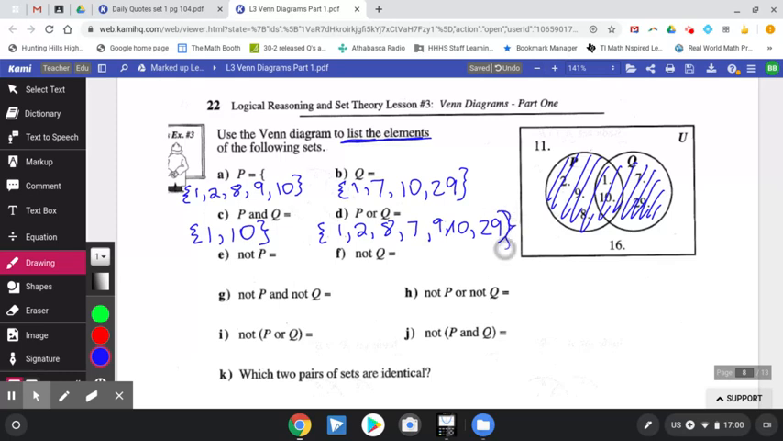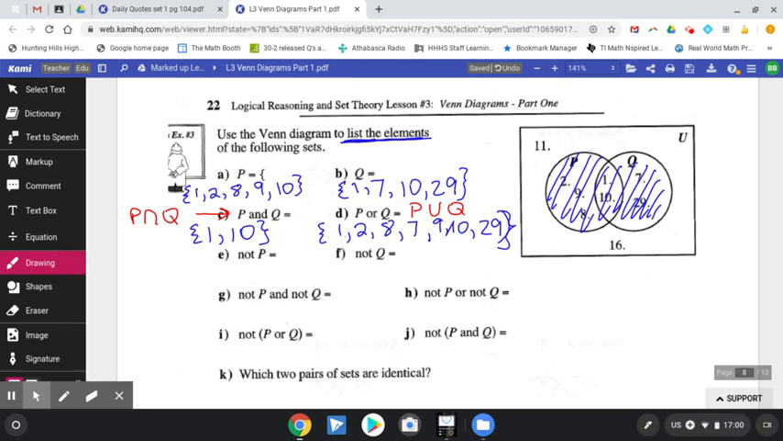Whoops, curly bracket. Just a reminder that sometimes these same questions will be given with symbols. So this question with symbols would have been P intersect Q. This one with symbols would have been P union Q. So we have to understand both symbols and words.